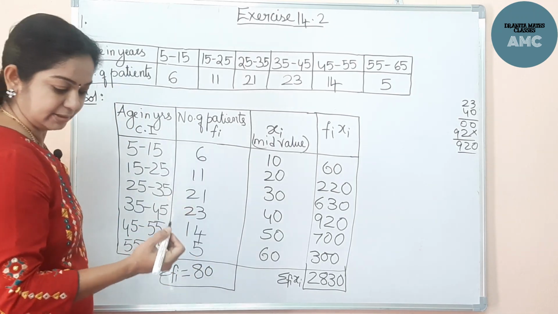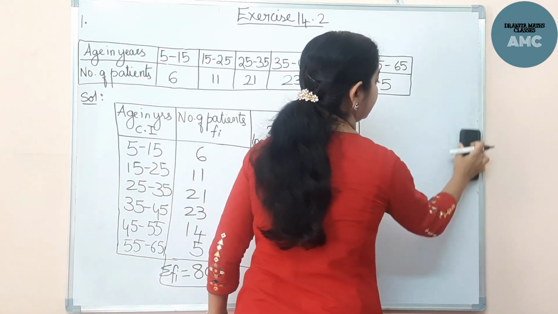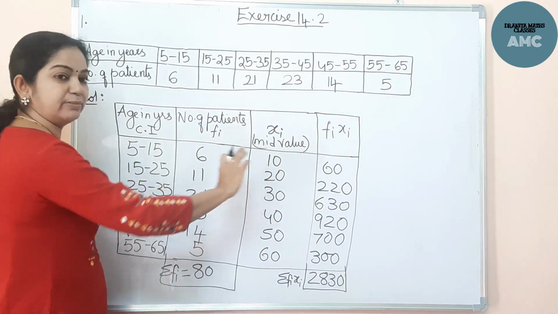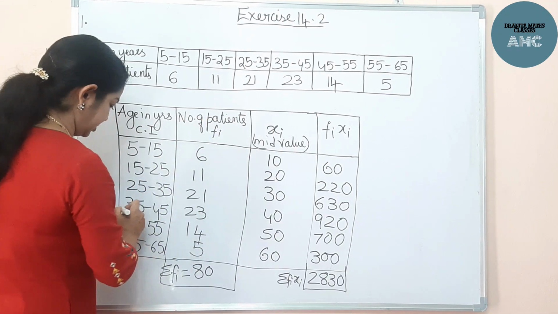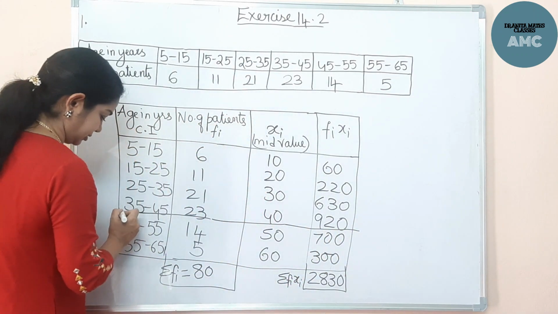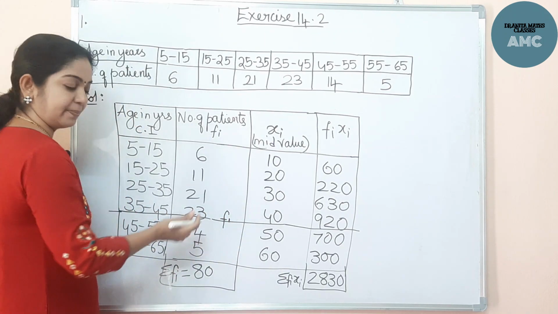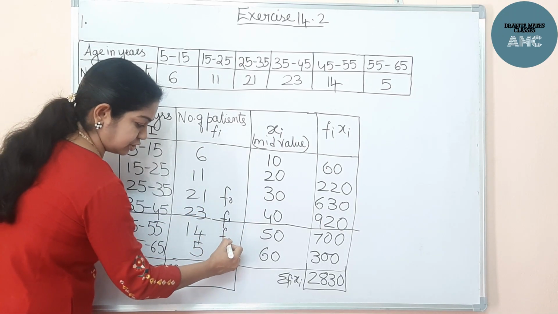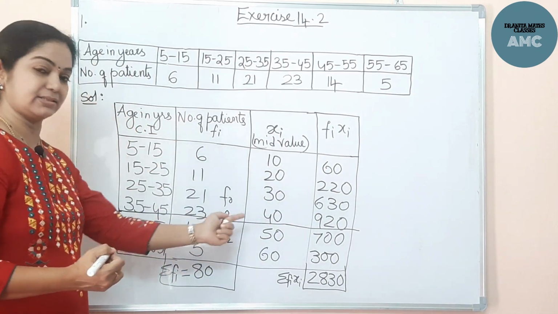Now we will find the mode value. For finding the mode, what are the terms we know? We have to find L plus and so on. So first we have to know the modal class. The highest frequency here is 23. So this is the modal class. You note it down like this. This frequency we'll write as F1. The preceding frequency is F0 and the succeeding one is F2. The modal class frequency, which is the highest frequency, is called F1.